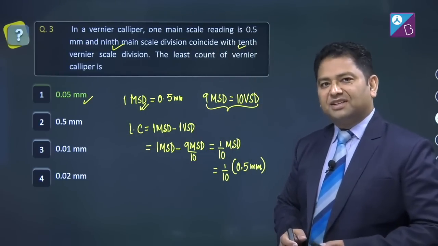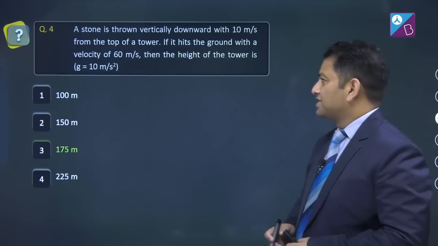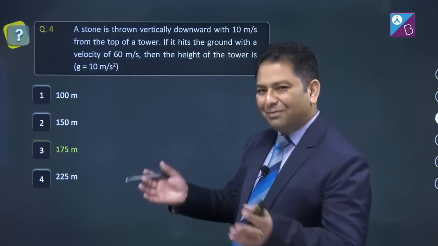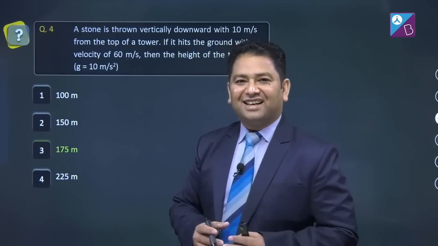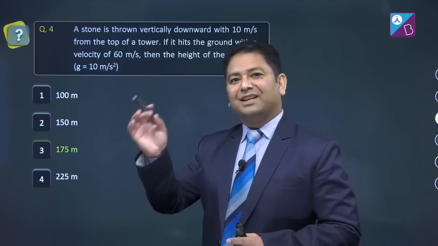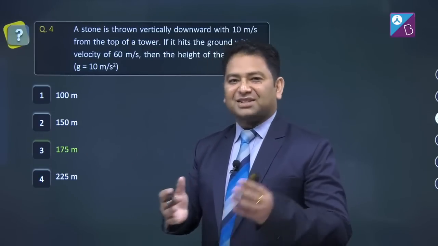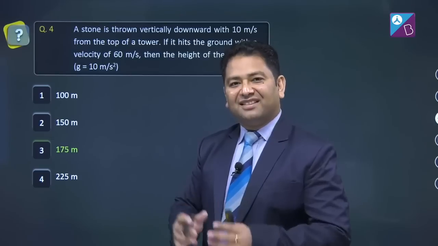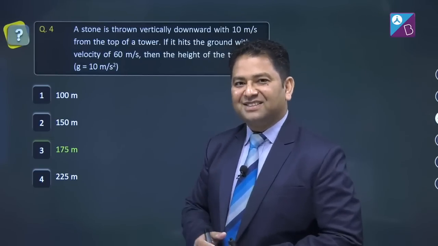Let's proceed to the next question. Next question is, you can see, kinematics है. ज़्यादा से ज़्यादा हम क्या करते हैं? एक certain tower पे जाते हैं, पत्थर फेंकते, time निकालते, speed निकालते. These are the normal things that are done in kinematics.